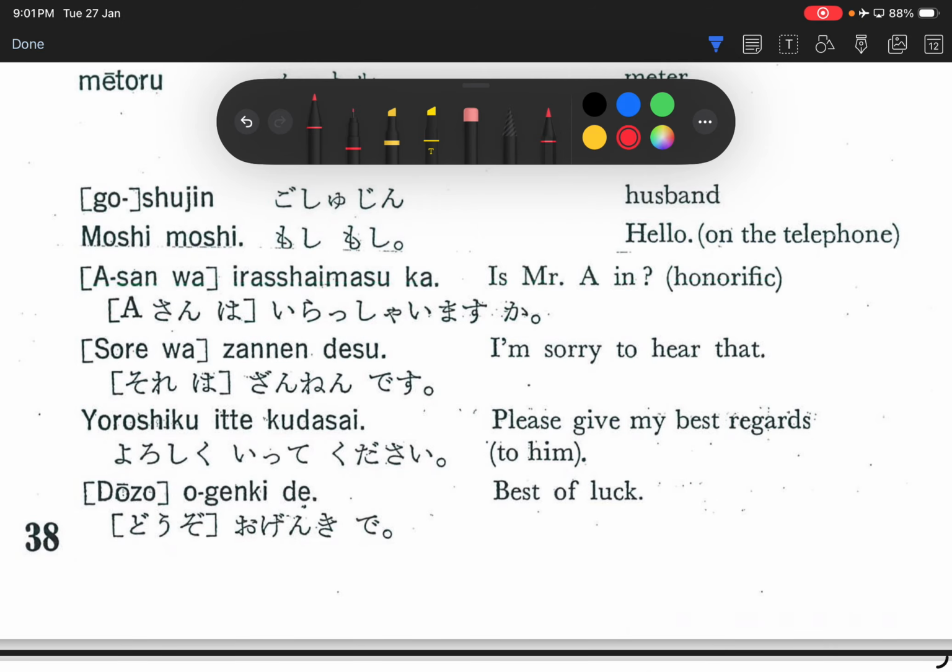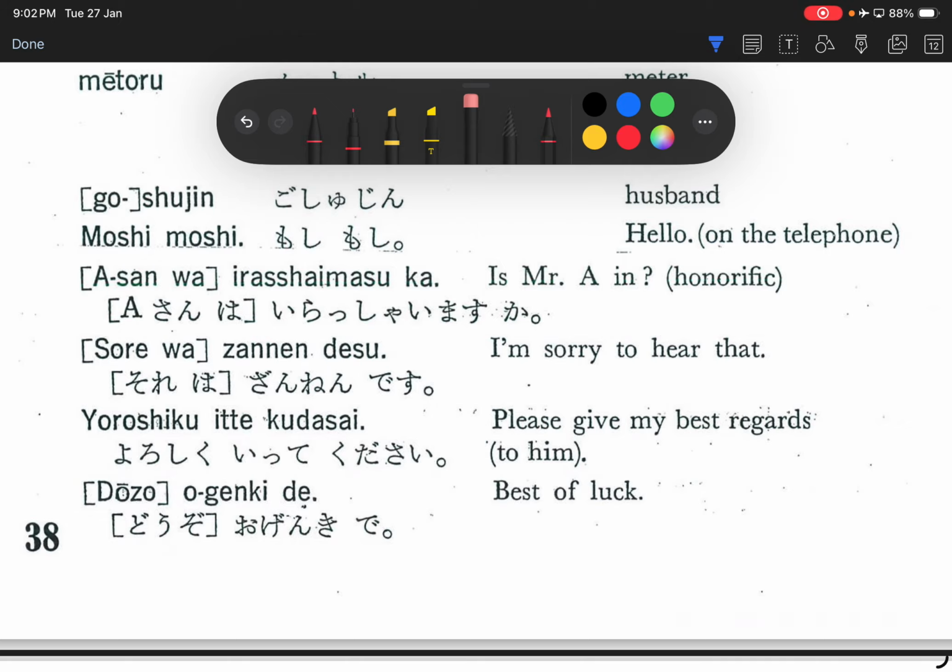Okay? Next. Aさんはいらっしゃいますか? いらっしゃいます. So いらっしゃいます simply is the honorific version of います. For example, Aさんはいますか? Aさんはいらっしゃいますか? いらっしゃいます is just more respectful. We use it in business meetings.